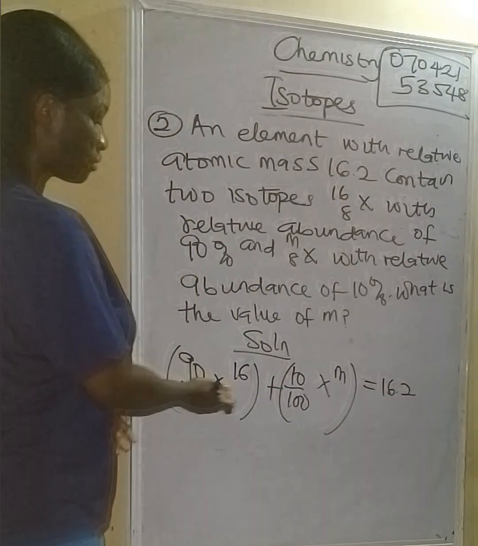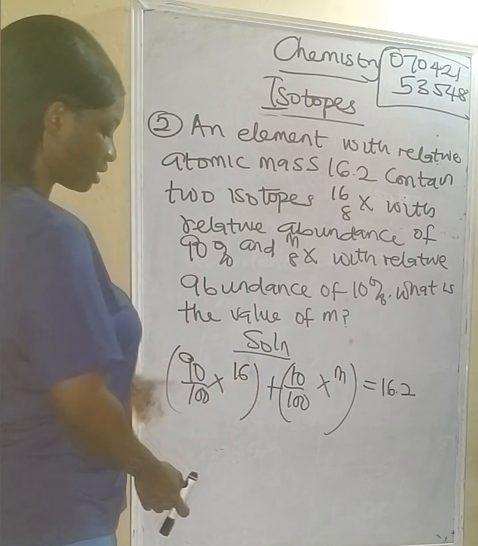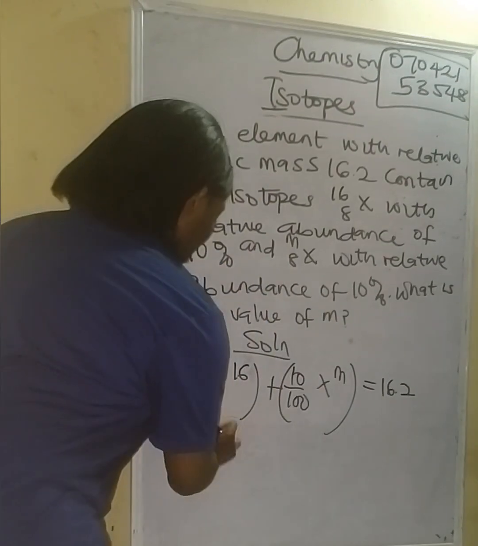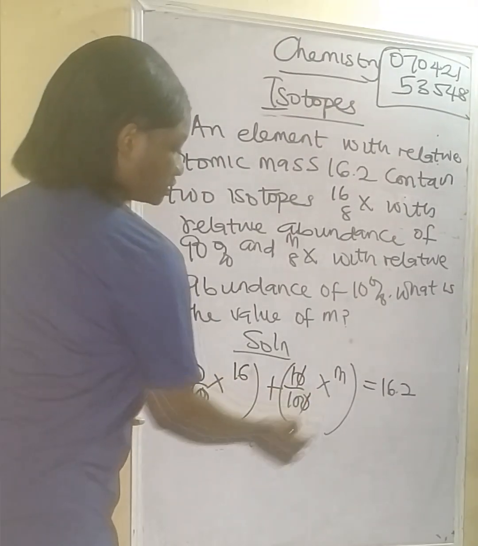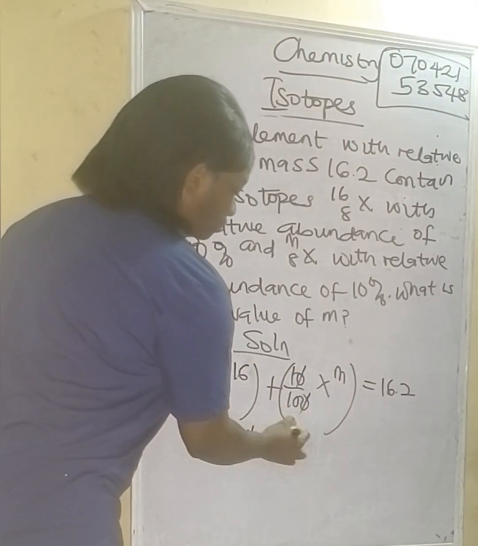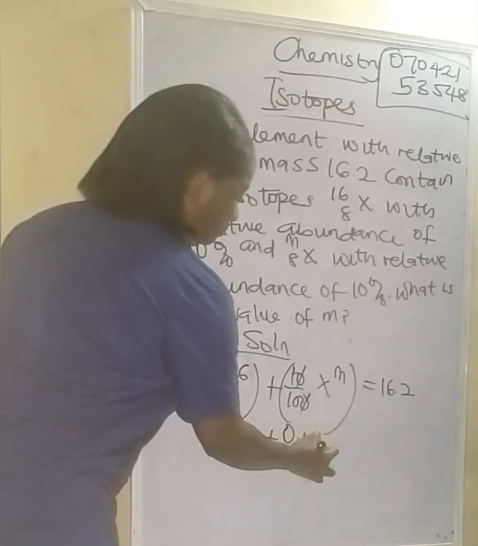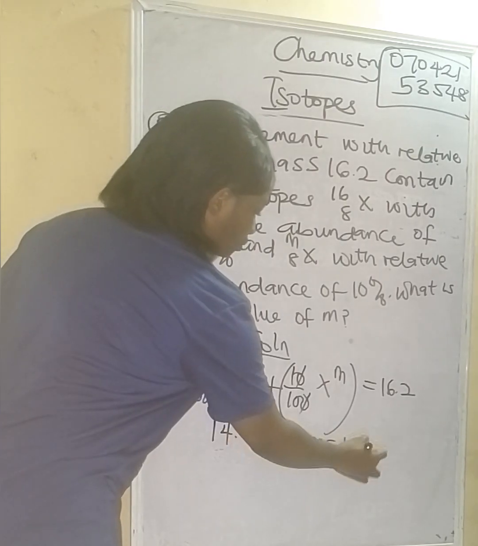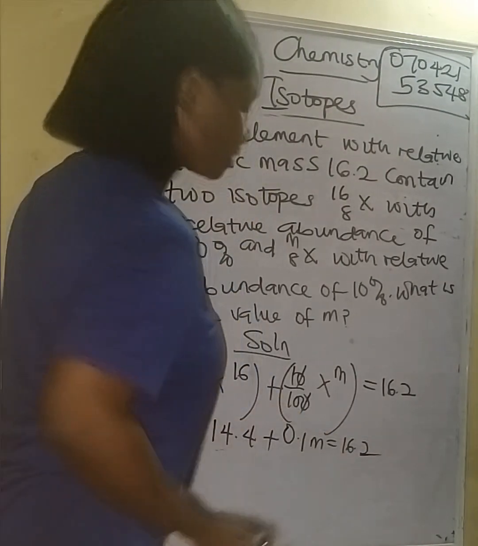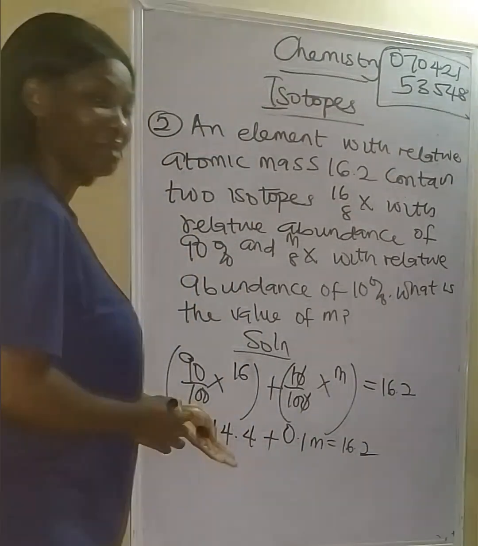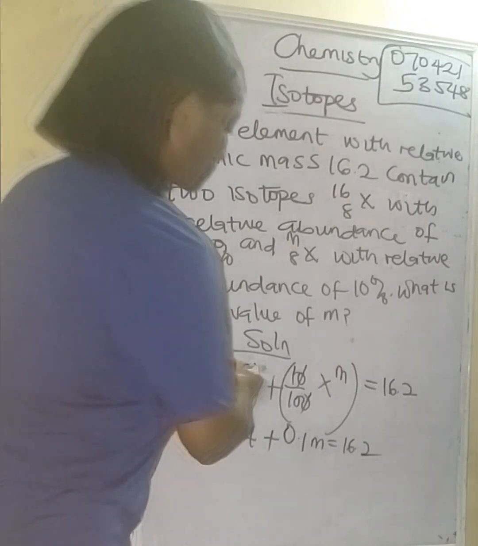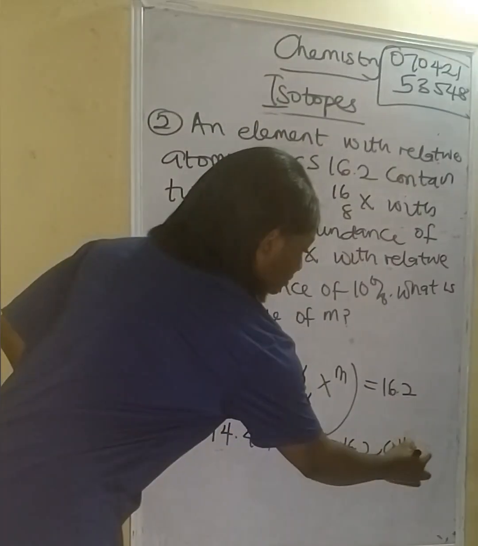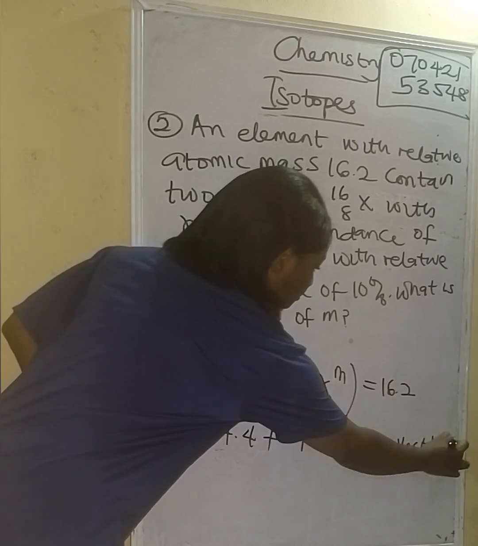Now when we multiply 90 times 16 and divide by 100, we get 14.4 plus, this cancels this, so 1 divided by 10 is 0.1 M, equals 16.2. So to those running away from mathematics, are you seeing that we're going to apply mathematics here? Mathematics is involved. So we're going to collect like terms.